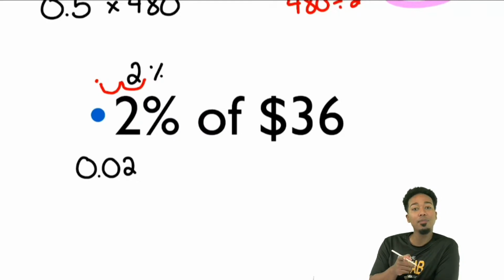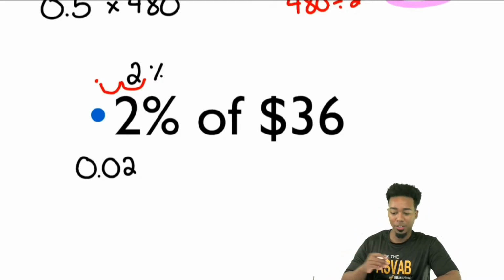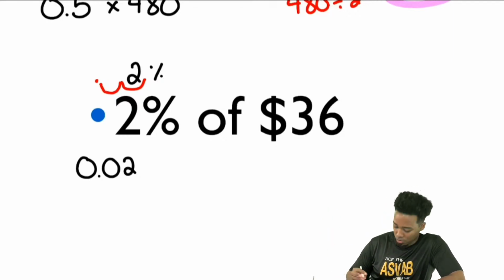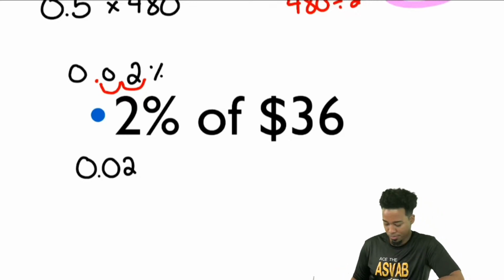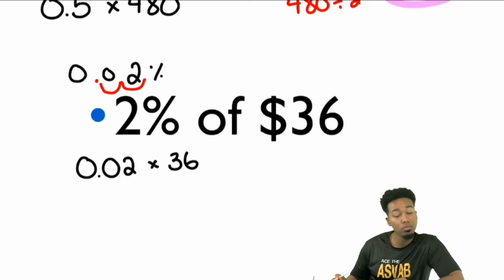And that's the reason why, Muhammad. Let me know if that makes sense in the chat box. The reason we put that 0 there is because we see that gap there, that's just a blank decimal or a 0. So it'll be 0.02. And so that'll be times 36. And cool, we're good to go.